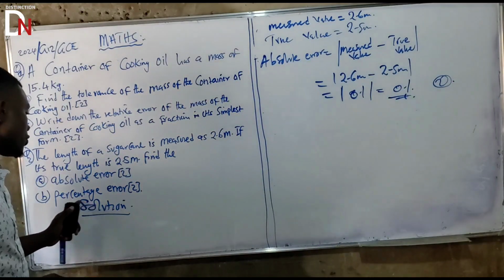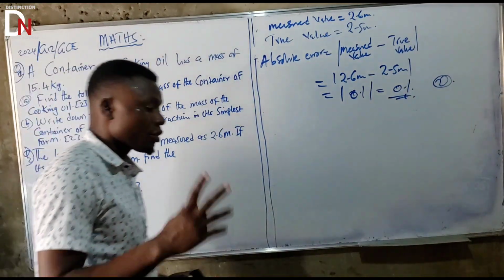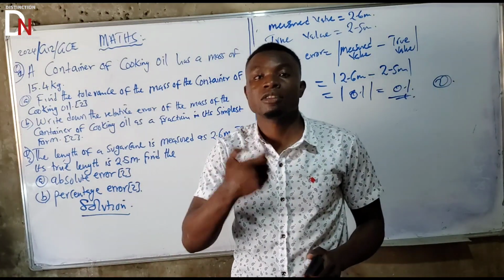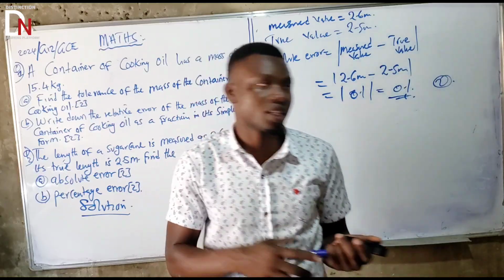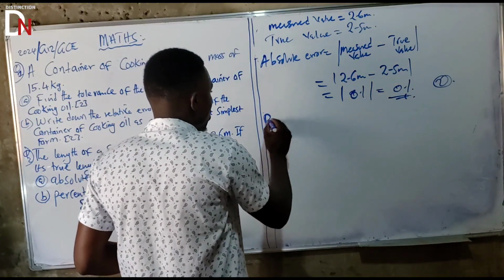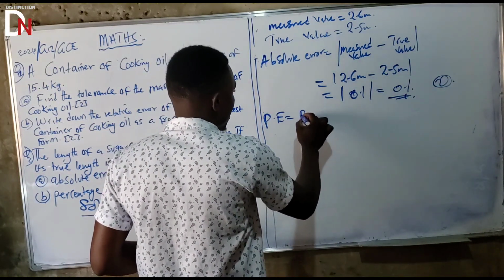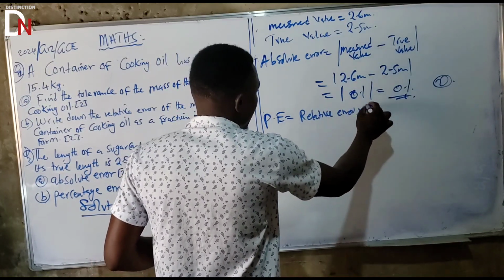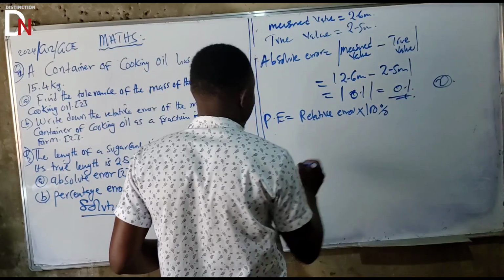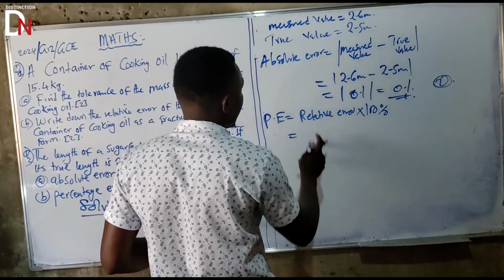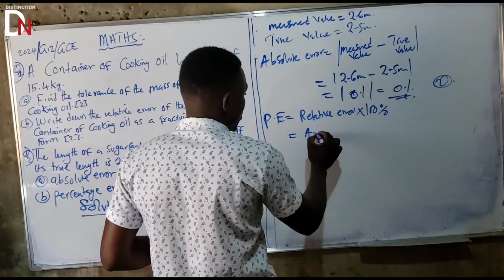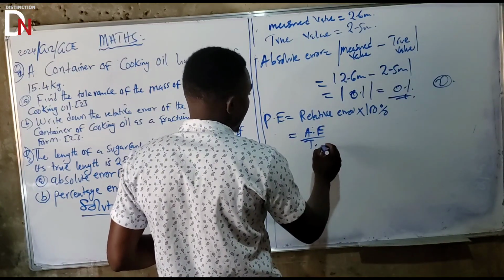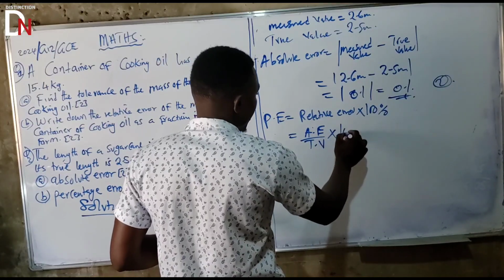Next, we want to solve the percentage error. Remember, by definition, the percentage error is the relative error expressed as a percentage. So relative error, we know, is the absolute error divided by the true value, multiplied by 100%.